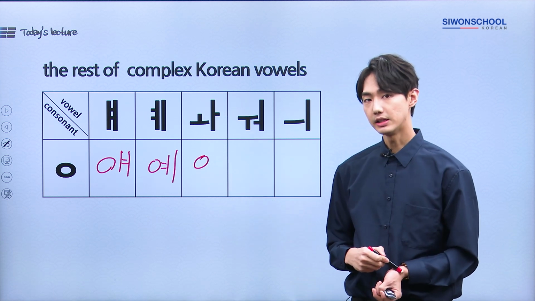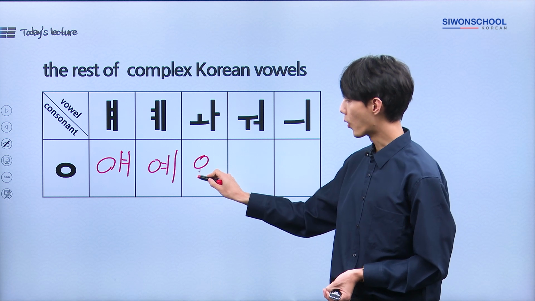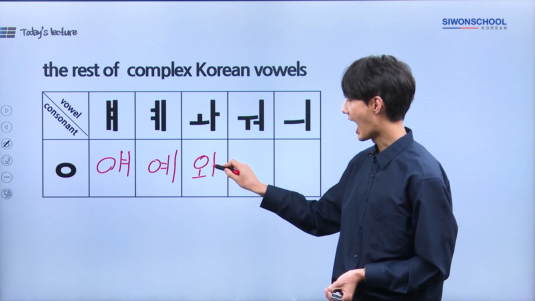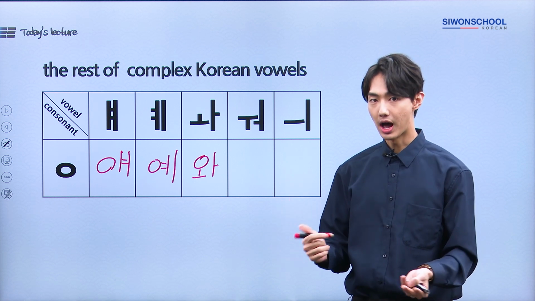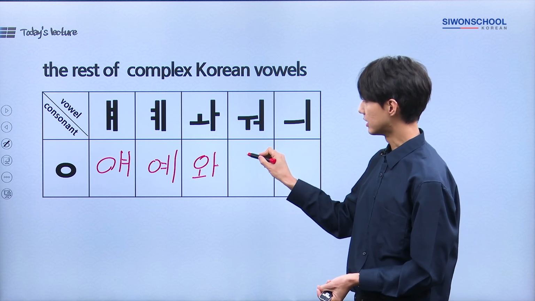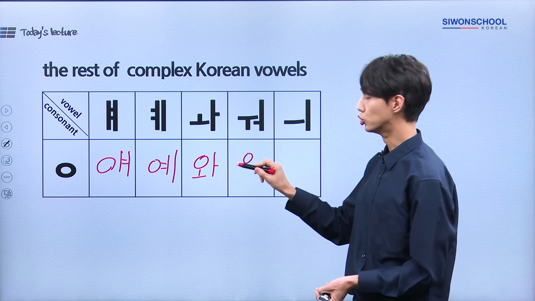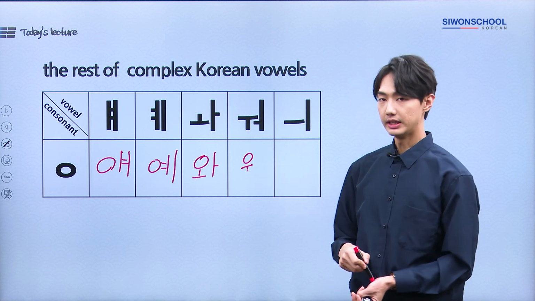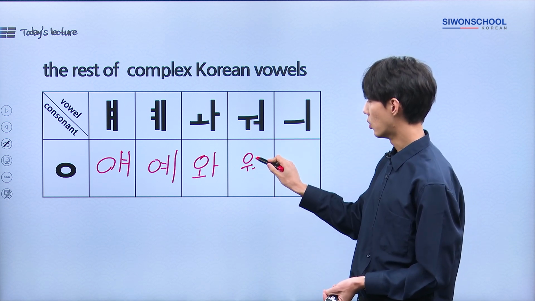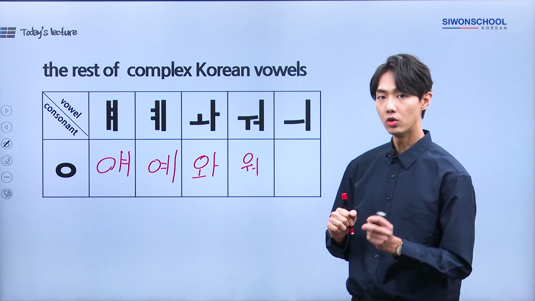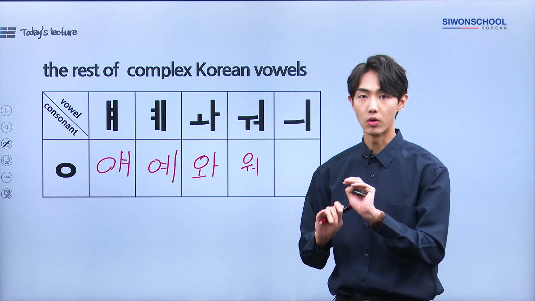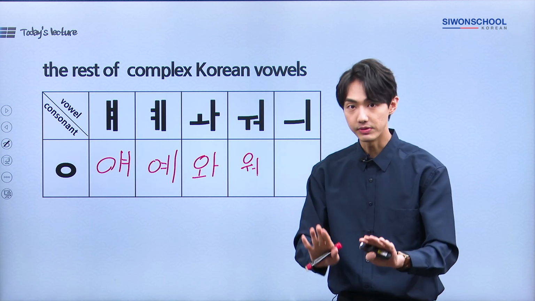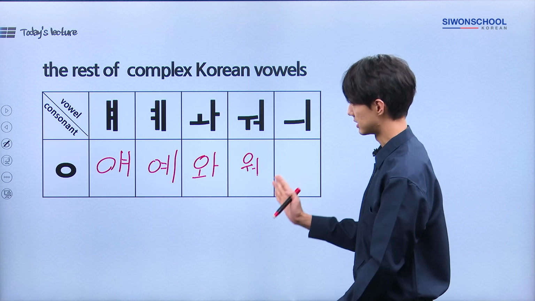Next one. 이응 first. How do you write it? 오 first, and then 아. So it means 와. Okay? Like wow, 와. Next one. 이응 first, and then 우, and then you write 워. It's called whoa. Whenever you tell a cow or dog to calm down, whoa, right? This is how you say it.